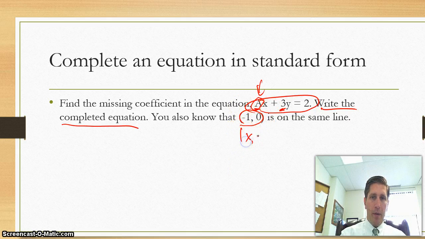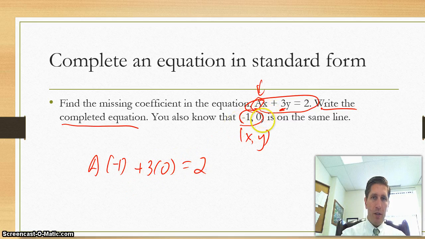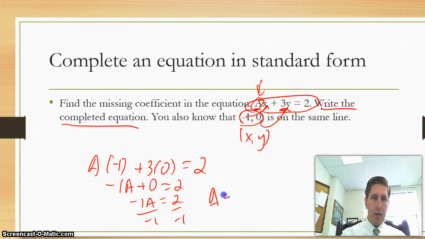And remember, we know an ordered pair is x, y. So we're going to plug it in. We know our x and we know our y. So we have a, and our x is negative 1, plus 3 times 0 equals 2. I just took the 0, plugged it in for the y, took negative 1 and plugged it in for the x. Now I'm going to solve this. We know this is negative 1a, plus 0 equals 2. So really negative 1a equals 2. Divide by negative 1, and a equals negative 2.